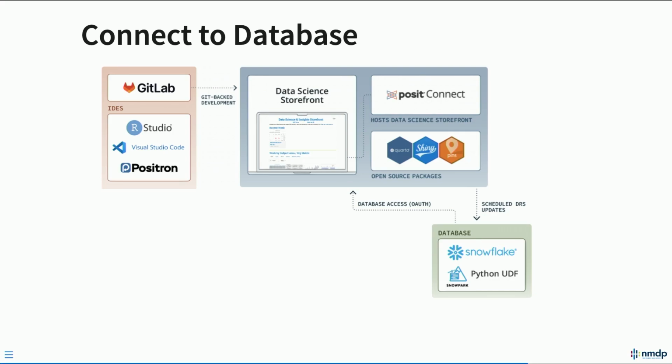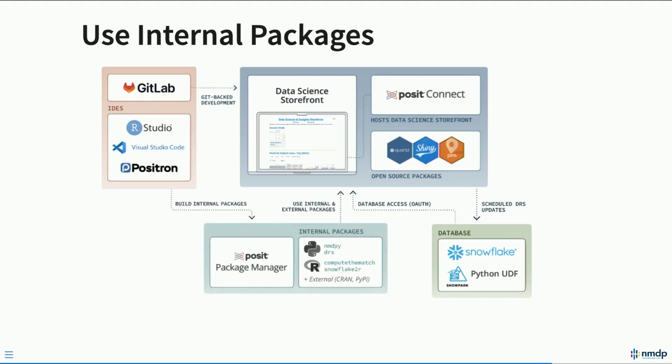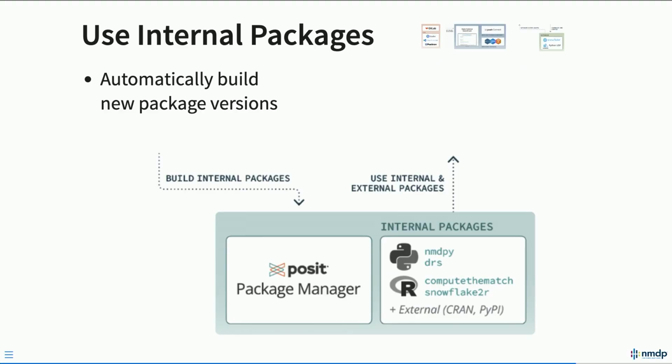And so here's a good opportunity to think about using internal packages. And we personally use Posit Package Manager for two main reasons. One, it automatically builds new package versions as long as you push to Git. So again, we don't have to do any CI/CD to update the package versions. That complexity is all abstracted away from us.